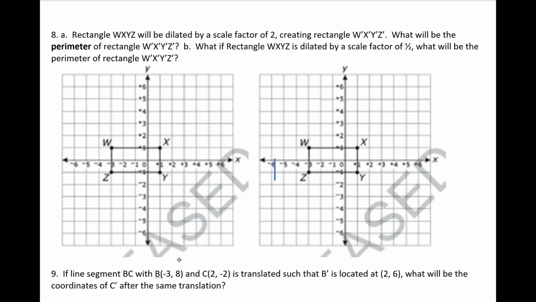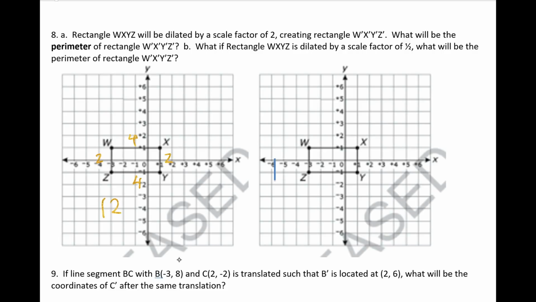So if this is the image, I have 1, 2, 3, 4. This is 4. 1, 2, 3, 4 by 2 by 4 by 2. Well, 4 plus 2 is 8. What am I talking about? It's 6. 4 plus 2 is 6. And then plus 4 is 10. Plus 2 is 12. So the perimeter of this is 12.